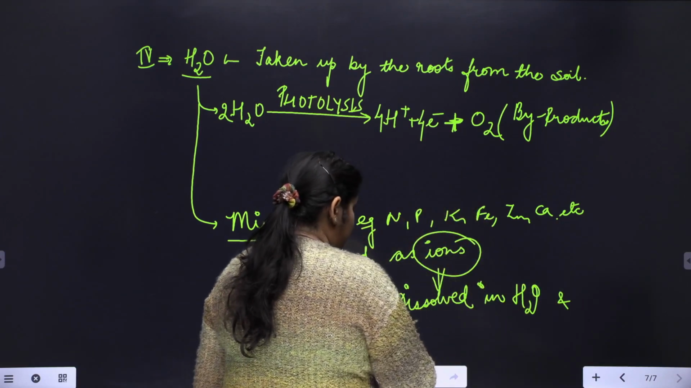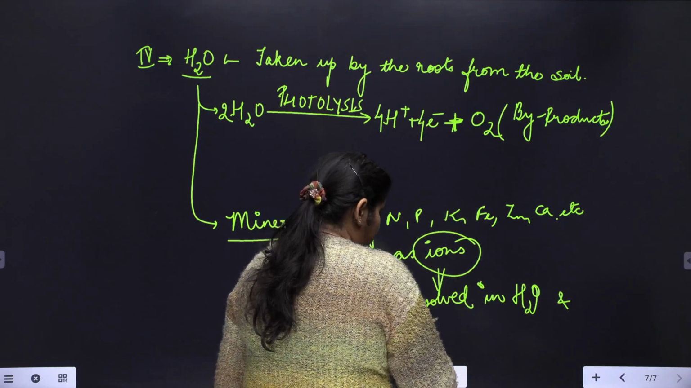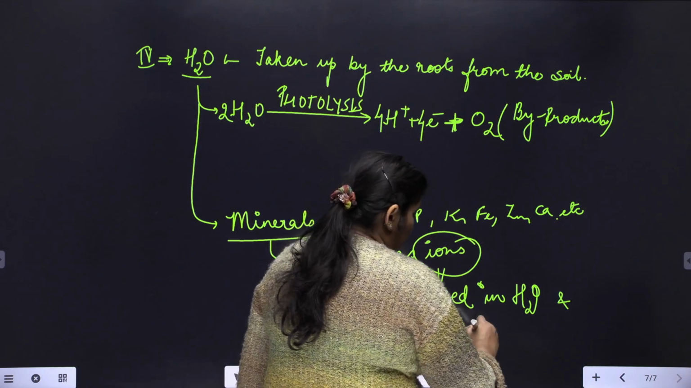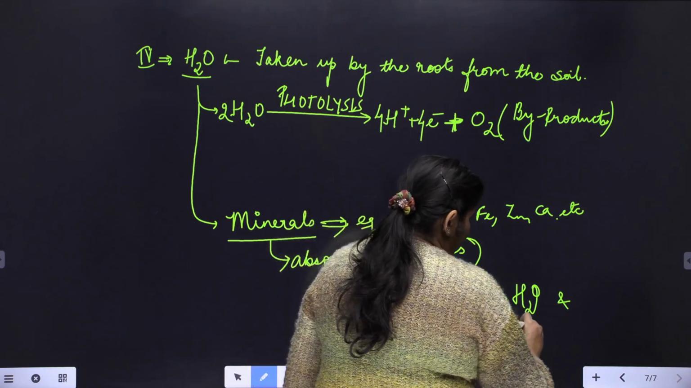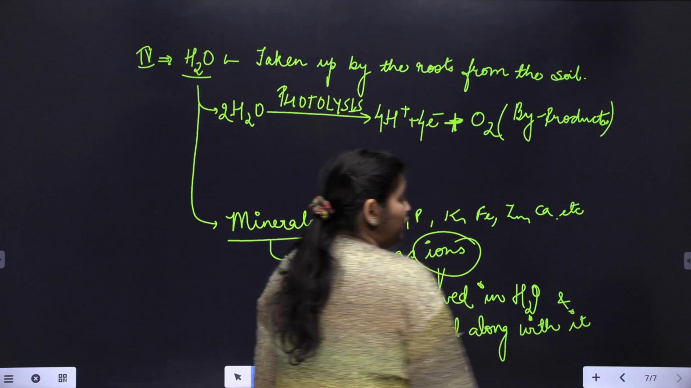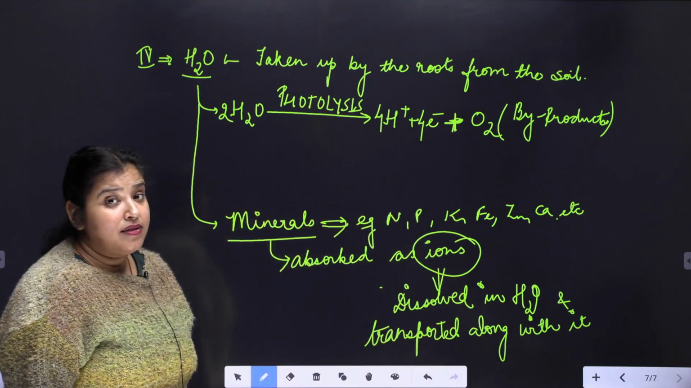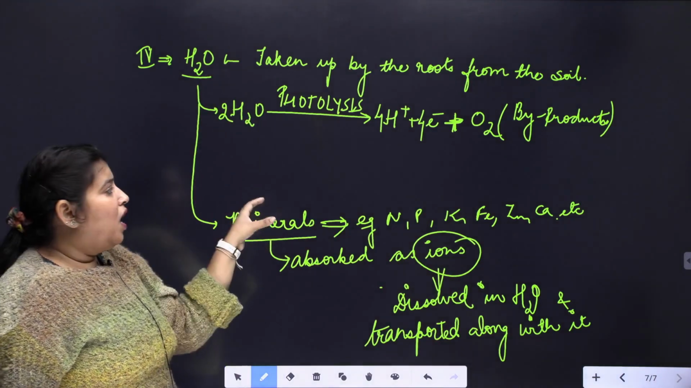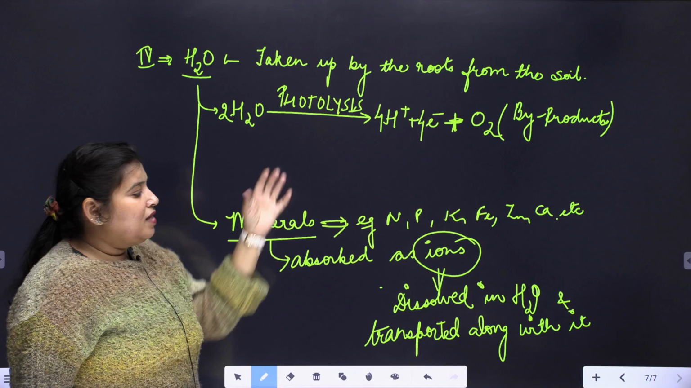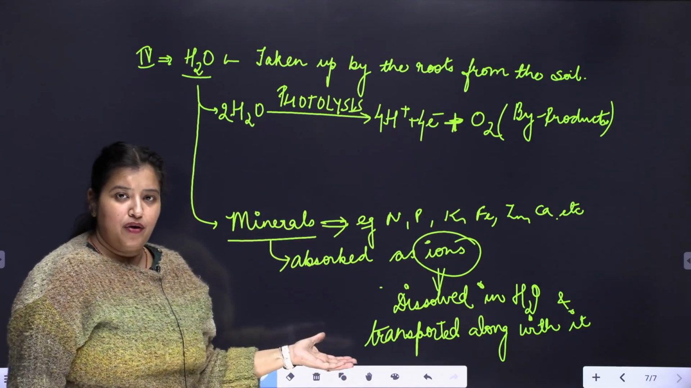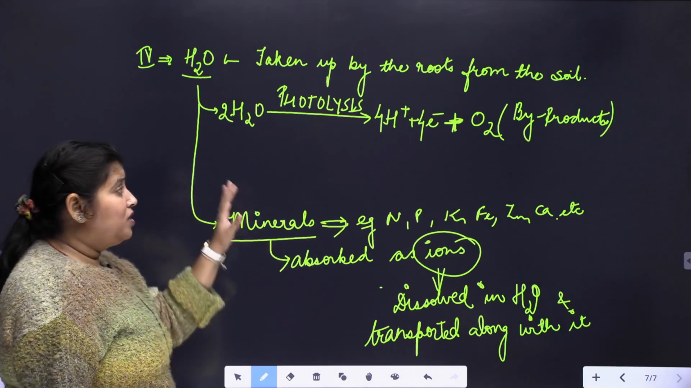and transported along with it. That means along with water, ion uptake takes place. So that is why water is very, very essential, because of photolysis and for uptake of ions from the soil. So this is what is essential.